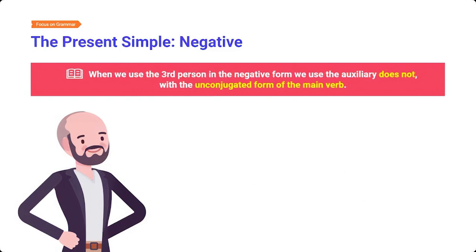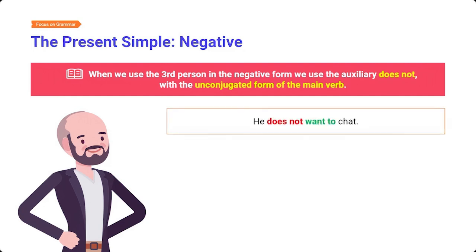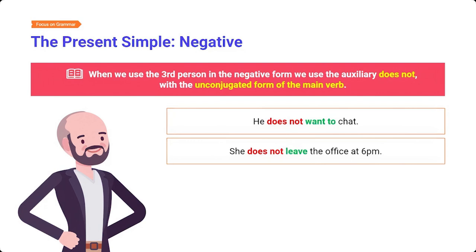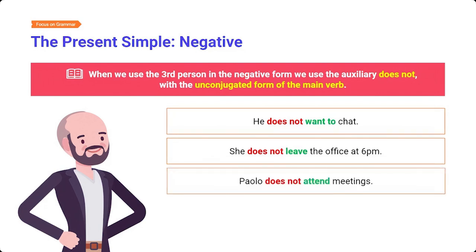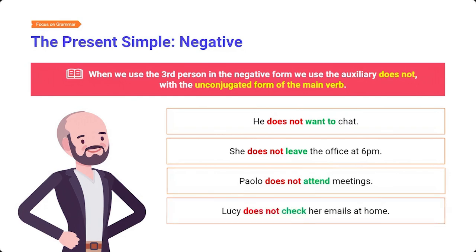When we use the third person in the negative form, we use the auxiliary does not with the unconjugated form of the main verb. Here are more examples. He does not want to chat. She does not leave the office at 6 p.m. Paolo does not attend meetings. Lucy does not check her emails at home.